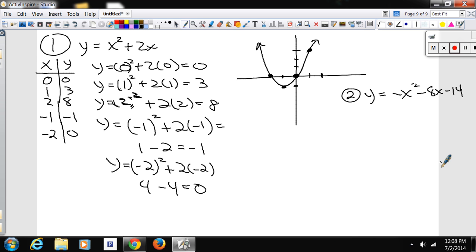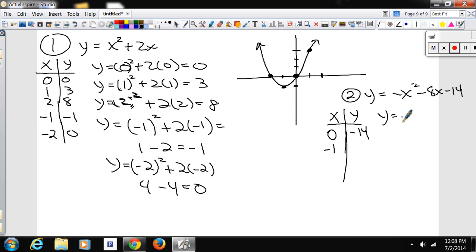We could try to find the vertex here, but that's going to be a little difficult. So let's just plug in the numbers. 0 in this case, if you put a 0 here and a 0 here, you're going to get negative 14. That's too big for my graph. So I'm not even going to try to plot that point because it's not going to be good enough for my graph. It looks like I'm going to want to put in negative numbers for x. You see how they only gave you negative? So let's plug in a negative 1 and see what comes out.